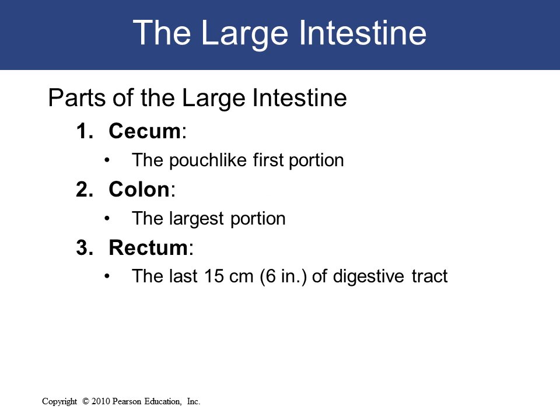So the parts of the large intestine are three: one, the cecum, which is a pouch-like first portion of the large intestine. We have the colon, which is the largest portion, and we have the rectum, which is the last part of the digestive tract, which is about 15 centimeter. So we now discuss the parts of the large intestine one by one.